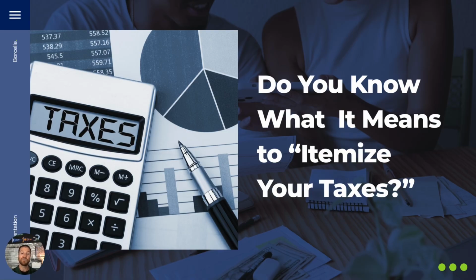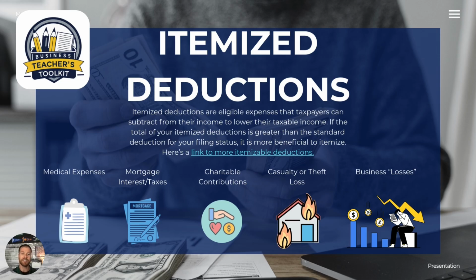I then ask students what they know about the idea of itemizing their taxes. I get a mixed bag of results, and then we define it. Itemized deductions are eligible expenses that taxpayers can subtract from their income to lower their taxable income. If all of those deductions add up to a greater amount than the standard deduction, in this case $15,000, then you would want to choose to itemize your deductions so that you could reduce your taxable income by a greater amount.